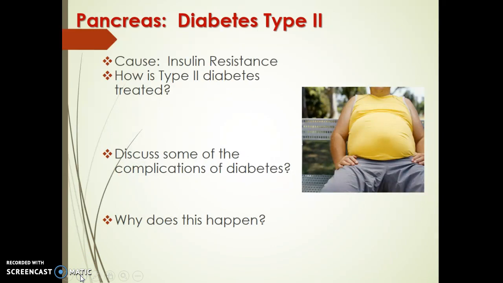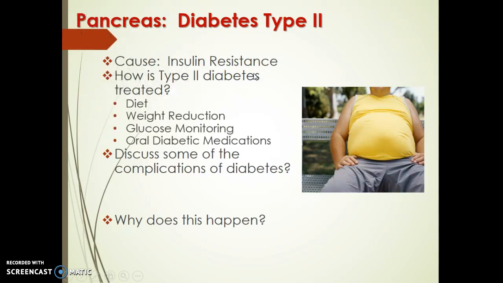The other type of diabetes is diabetes type 2. This is the one that we've had such an increase in our country due to the diet that we consume now in our Western culture. This is usually caused by an insulin resistance, okay? So it's not that the body doesn't make enough insulin. What has happened is that the body is resistant to the insulin that the pancreas is making.